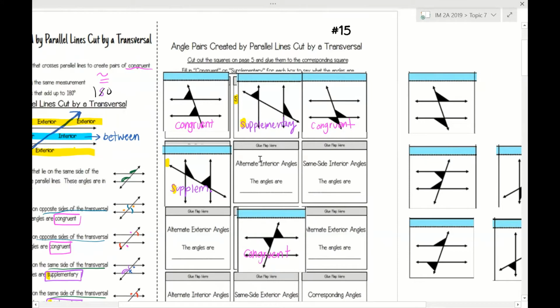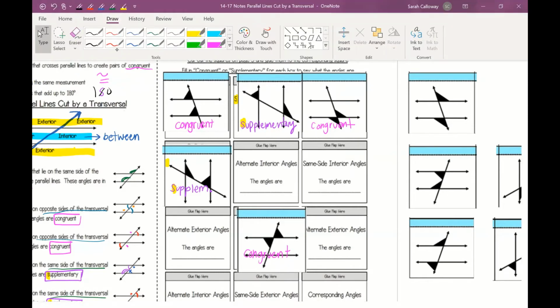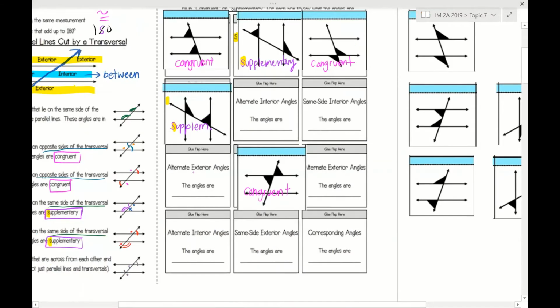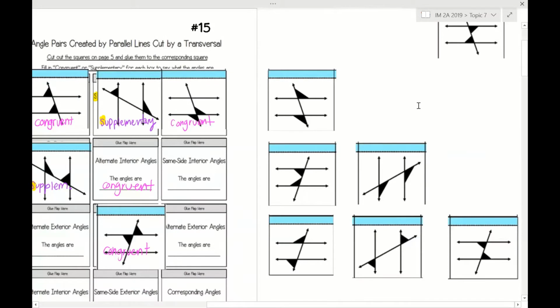Then we have alternate interior. So remember, alternate interior is where they're between the parallel lines still, but now they're going to be on alternating sides. So it would be like where one of them's going to move over here. So this black one would move there if I was using the same diagram. So these two angles are congruent. So alternate interior. So we're looking at opposite sides of the transversal between the parallel.